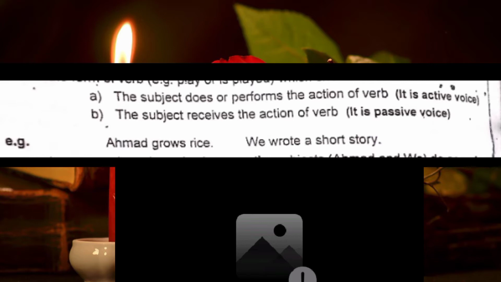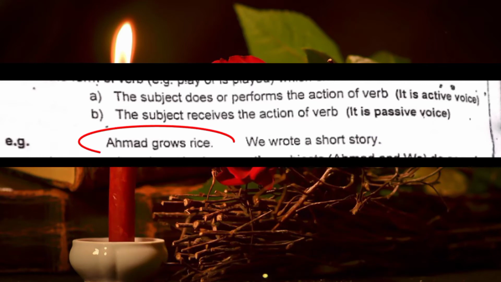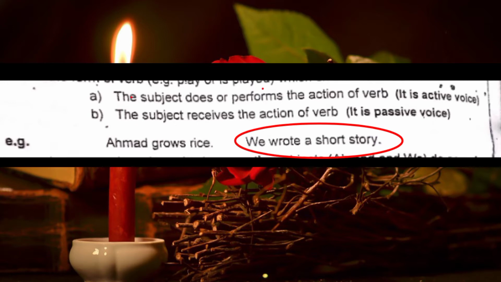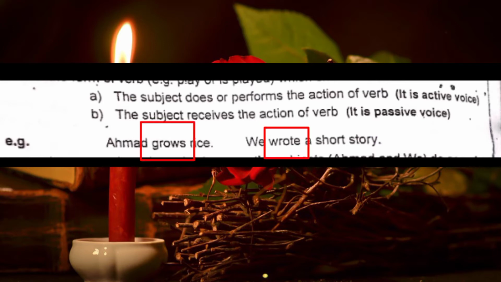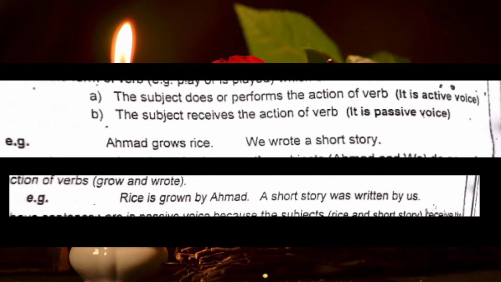Let's look at a few examples. Ahmed grows rice. We wrote a short story. Subjects Ahmed and we do or perform the action of verbs grows and wrote. Got it? These sentences are in active voice. What is the passive form of these sentences?